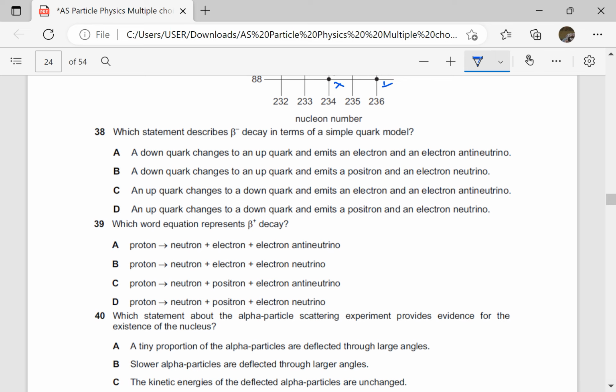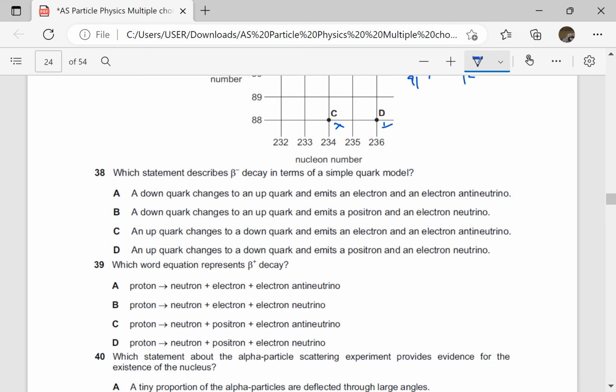Which statement describes beta minus decay in terms of a simple quark model? Remember, in beta minus decay, a neutron (n, 1, 0) decays to give a proton (p, 1, 1). This must be accompanied by a beta minus, which is (0, -1), an electron, and an antineutrino. So a neutron has up, down, down. It changes to a proton, up, up, down. So a down quark changes to an up quark.